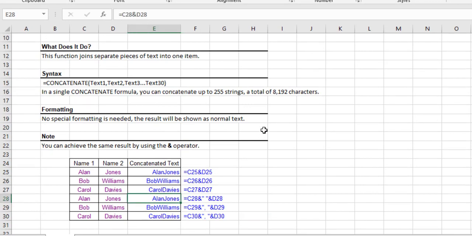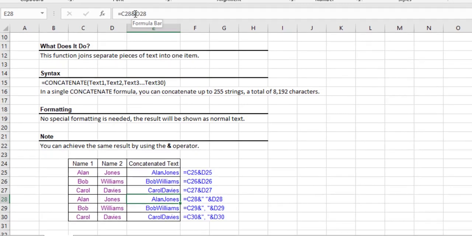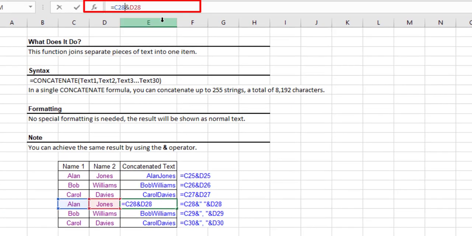Concatenate the values in C28 and D28 separated with a space. Equals C28 ampersand, space, ampersand D28. Concatenate the values in C29 and D29 with a comma. Equals C29 ampersand comma ampersand D29.